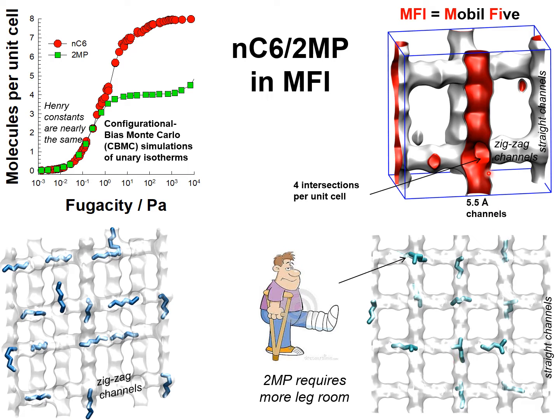However, 2-methylpentane, due to configurational considerations, requires more legroom and prefers to locate at the intersection sites. And there are only 4 intersection sites per unit cell, and therefore the saturation capacity at say a pressure of 10^4 pascals is about 4 molecules per unit cell. Only if you go to a very high pressure, say 1 megapascal, can you manage to locate 2-methylpentane within the channels.